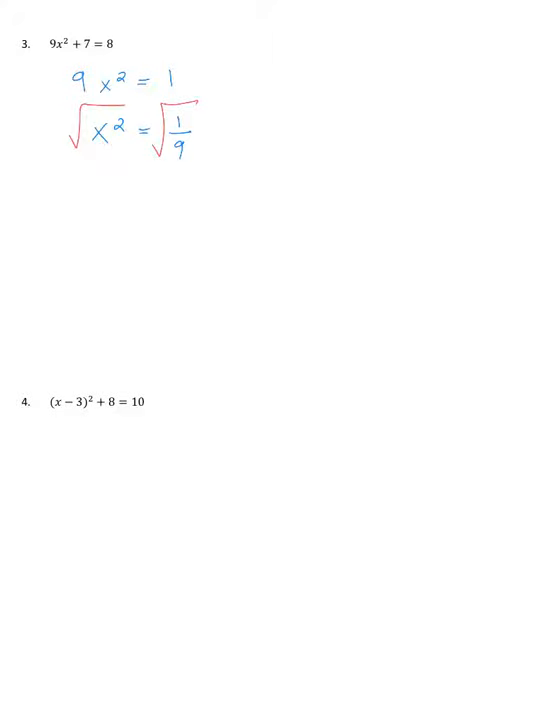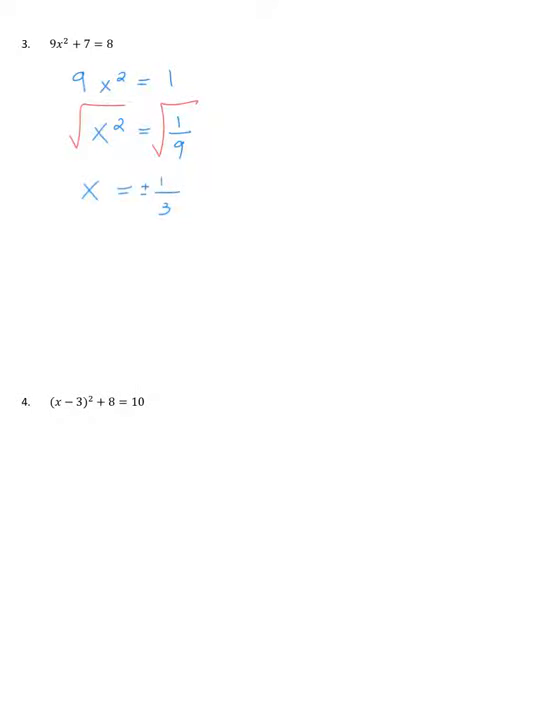On the left, we're left with just x. Now the square root of 1/9 means take the square root of the top, which is 1, and the square root of the denominator, which is 3. And I'll put plus or minus to indicate that those are my 2 solutions.